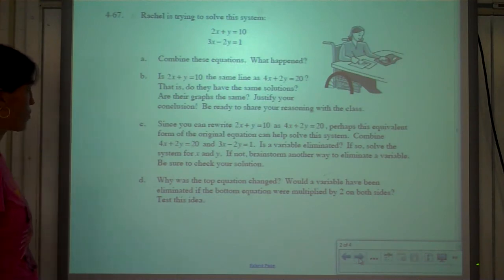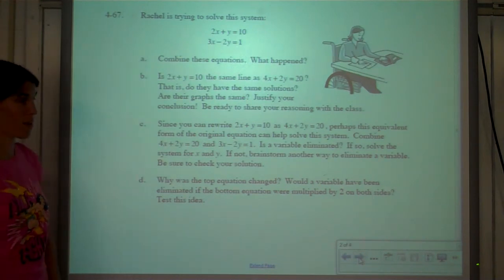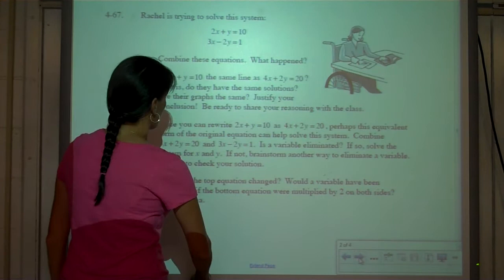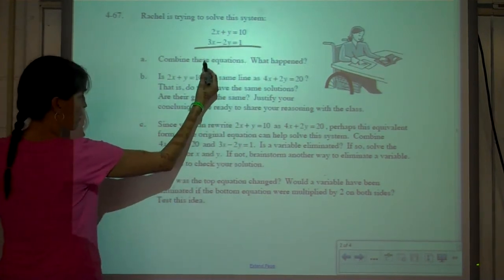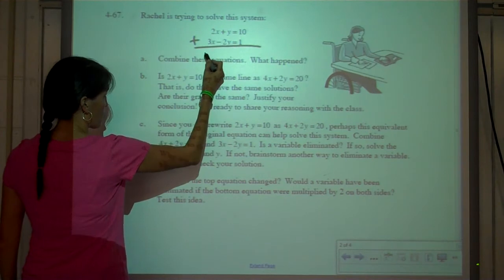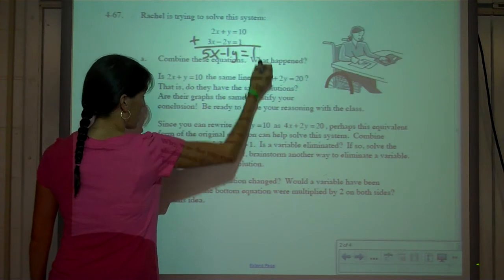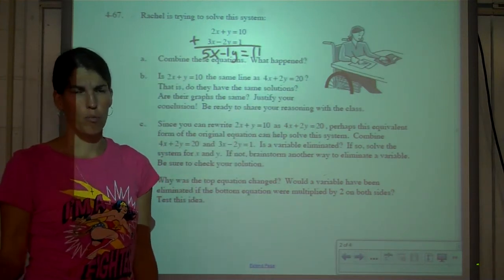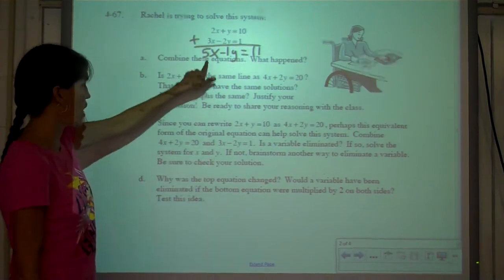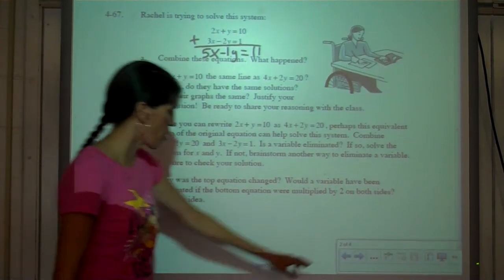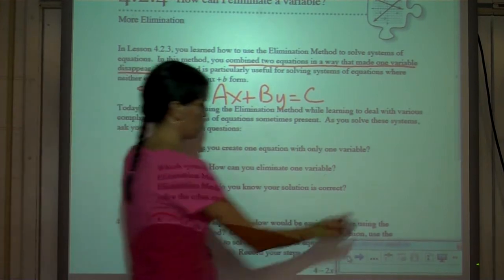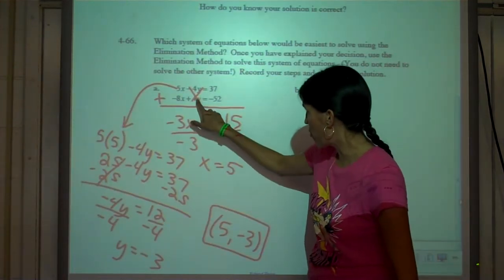What I would like for you to do is hit pause and try A. When you're done, turn it back on. Alright, when you try to combine these equations, if you try to add them, 2x plus 3x is 5x. If I borrow $2, pay you back 1, I owe you 1, and 10 plus 1 is 11. Was either one of the variables eliminated? It was not. You still have your x and you still have your y. Whereas back here, when you add them, the y's were eliminated.